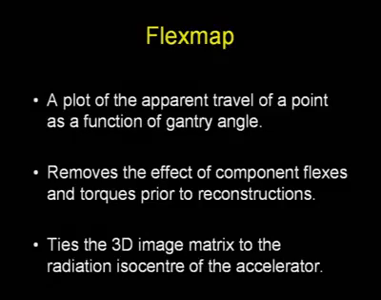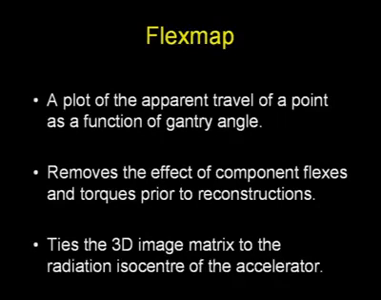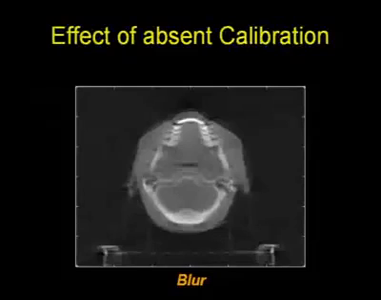So the flex map in the direct calibration method is a plot of the apparent travel of a point as a function of gantry angle. It removes the effect of component flexes and torques prior to reconstruction, and ties the 3D image matrix to the radiation isocenter of the accelerator. So this is an extreme example of a cone beam CT system that has not been calibrated. The system has no idea of how the components torque and flex according to gantry angle, and therefore we get a very blurry image with translocated objects that is not particularly useful for image guidance.